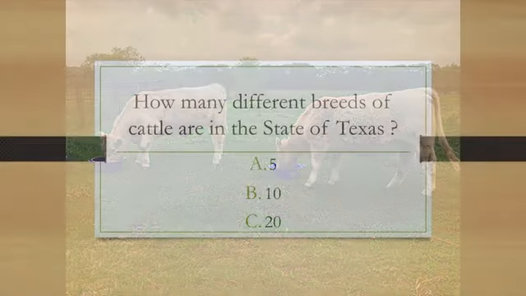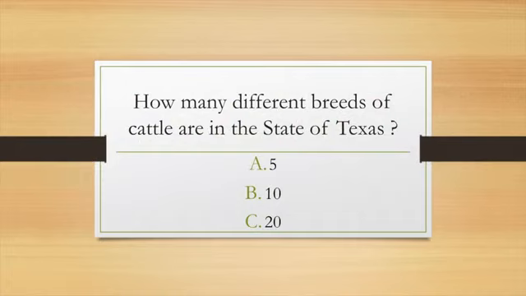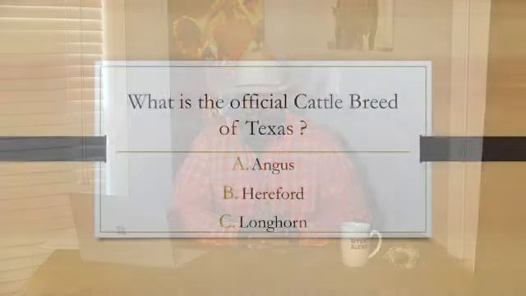Question number 3. How many different breeds of cattle are in the state of Texas? Is it A, 5, B, 10, or C, 20? If you pick C, you're correct. There are over 1,000 breeds of cattle in the world, with 250 of those breeds being in the United States and 20 of those recognized breeds being in the state of Texas.